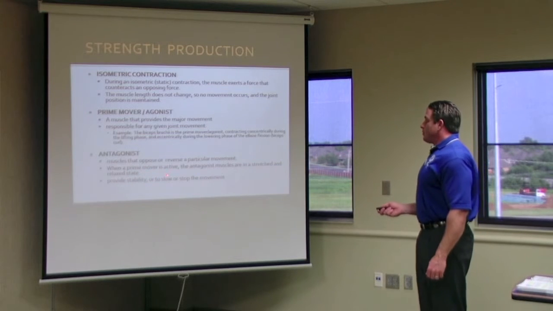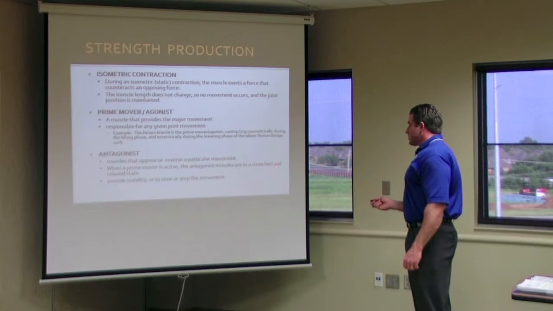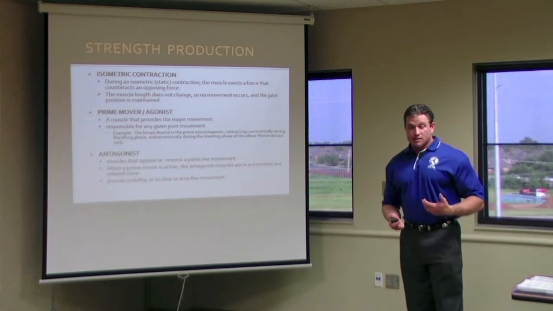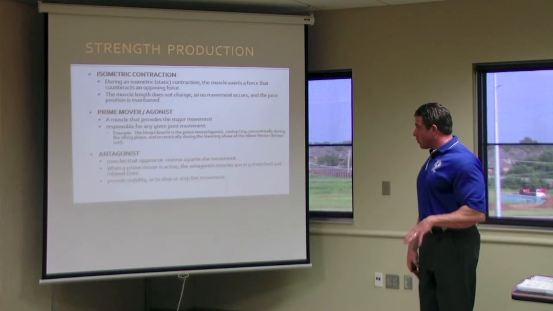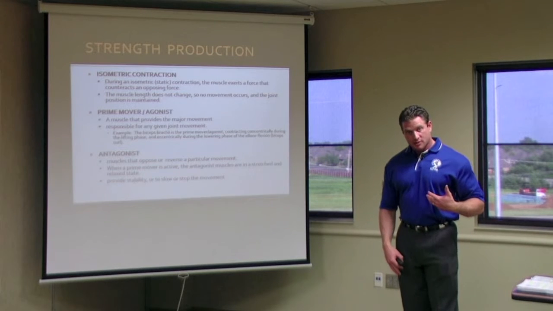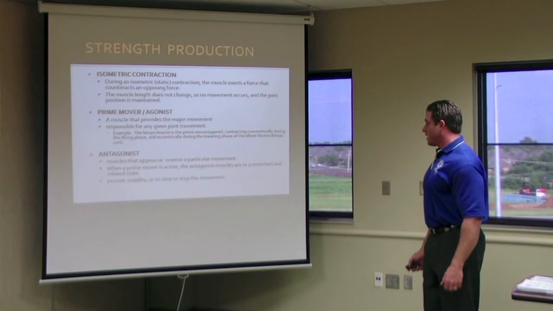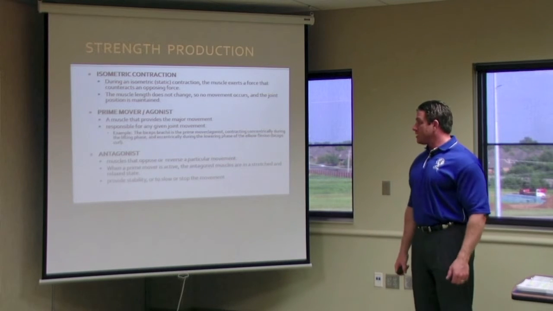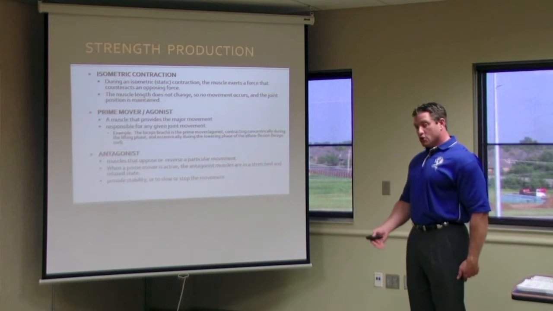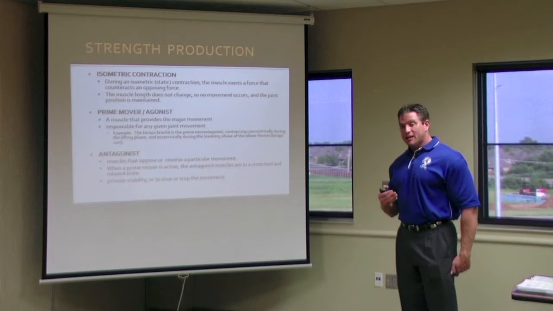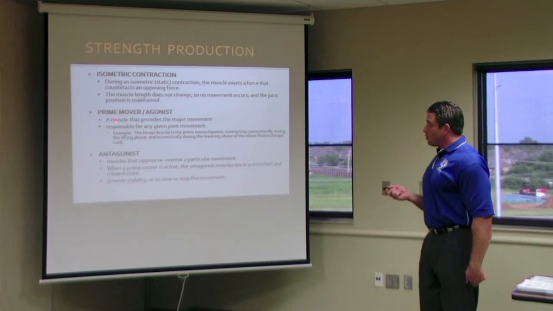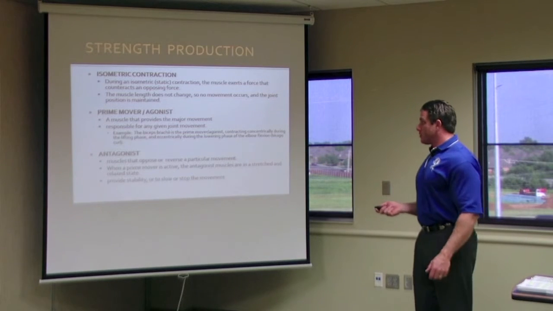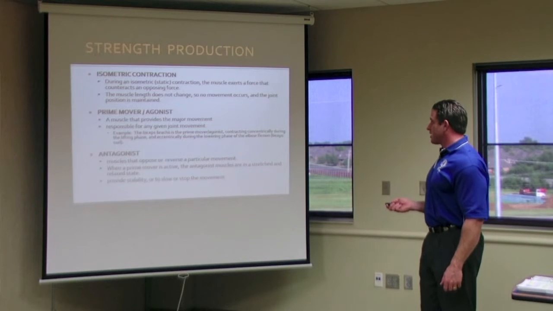And so when a prime mover is active, the antagonist muscles are in a stretched and relaxed state. On the squats, if we are contracting our quads, our hamstrings would have to be relaxing, okay? If we're doing a leg curl where you're bending your knee, actively using your hamstring, as you curl that leg, as you bend that knee, my hamstring would be the prime mover, and my quadriceps would have to lengthen in order for that to happen, so they would be the antagonist in that example.